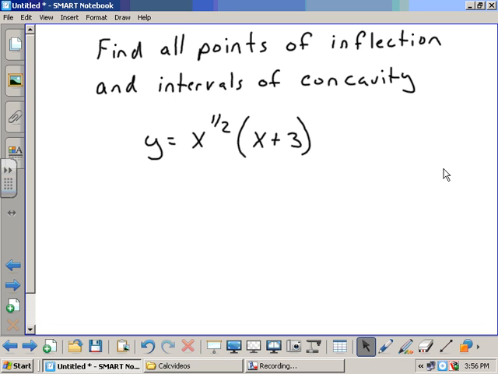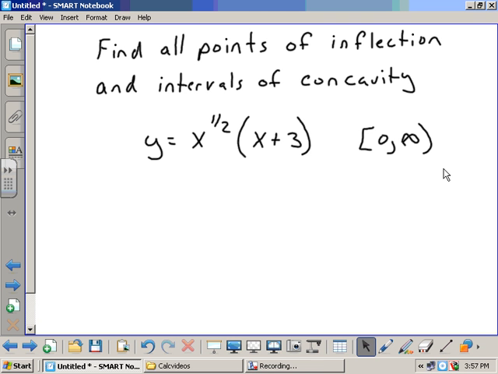In this example, I want to find all points of inflection and intervals of concavity. Now, when looking at my function here, it begins by x to the 1/2 power. So I do have a domain restriction. X to the 1/2 power I know is the same thing as the square root of x. So I do know 0 is included, but I cannot have a value of x that is less than 0. So my domain, I just want to keep in mind, is x values that are greater than or equal to 0.